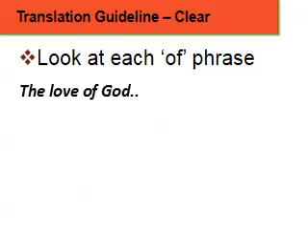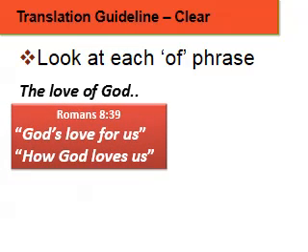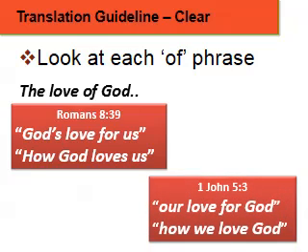An examination of the context of each of the following passages shows that in Romans 8:39, the love of God means God's love for us, or how God loves us. In 1 John 5:3, the love of God means our love for God, or how we love God. At first sight, the two phrases appear identical, but when the contexts in which they occur are studied, it becomes clear that they are different.